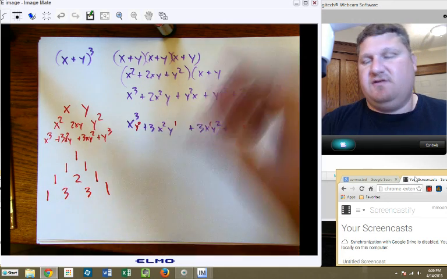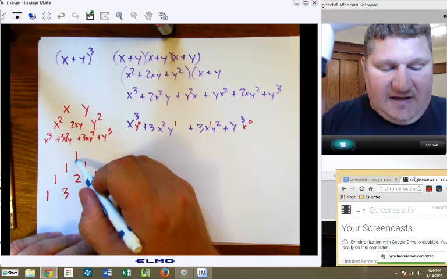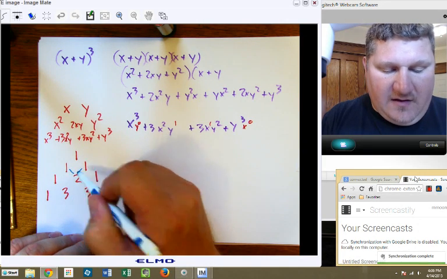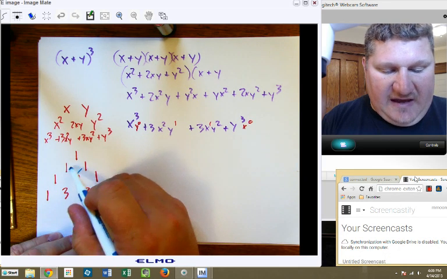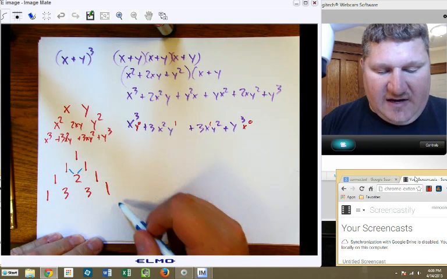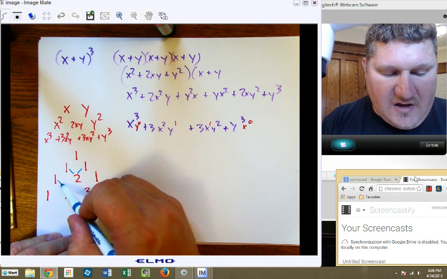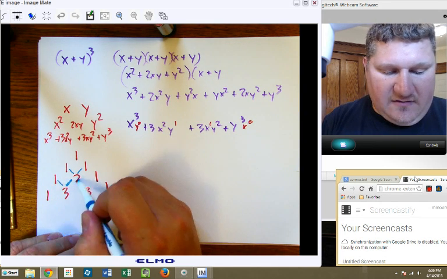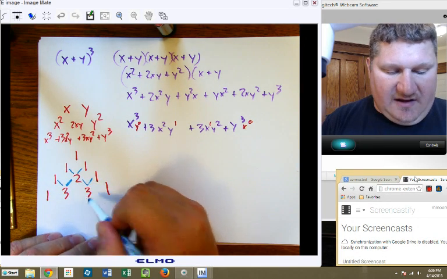Well, there's a pattern that begins to develop. And that pattern is any given 2 create a middle term. So in this case, 1's go down the side like a flying V, and any of the internal terms are created by adding those 2 adjacent terms. So 1 and 2 makes 3. 2 and 1 makes 3.